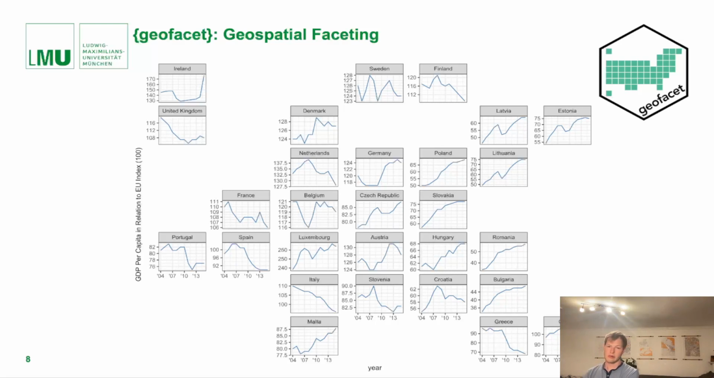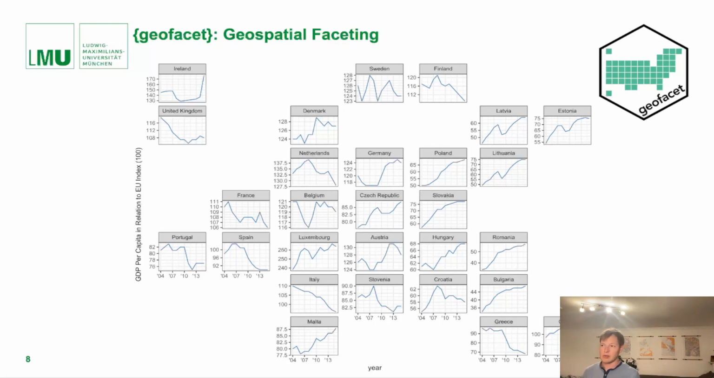And then it comes with pre-made locations. And then you can show tiny subgraphs, which are already called facets in ggplot. They exist. But with this package, you can put them on a location that makes semantic sense.